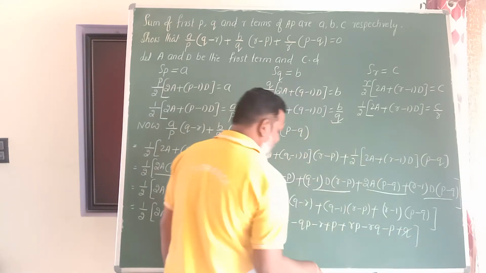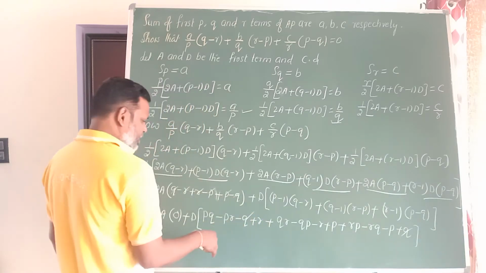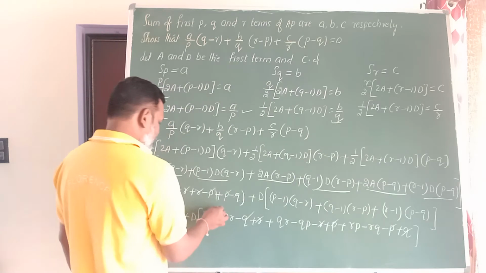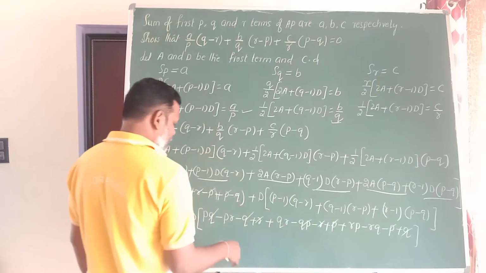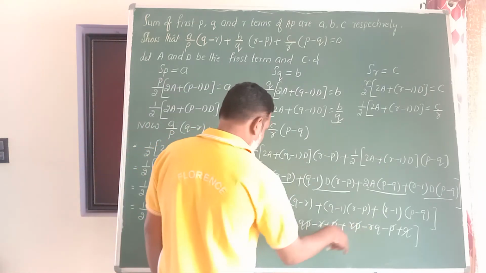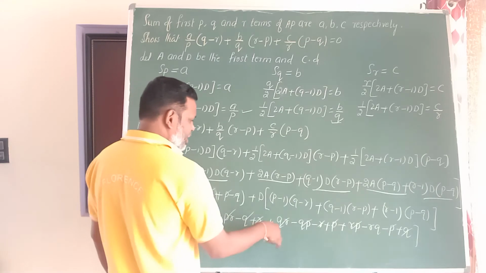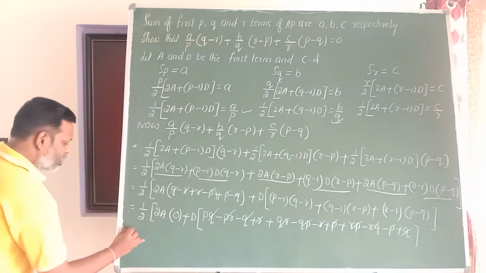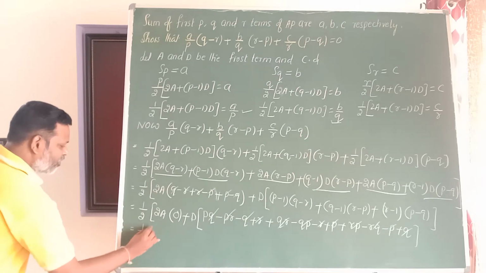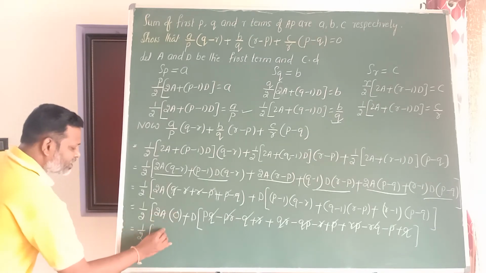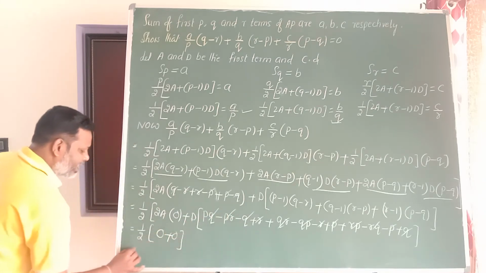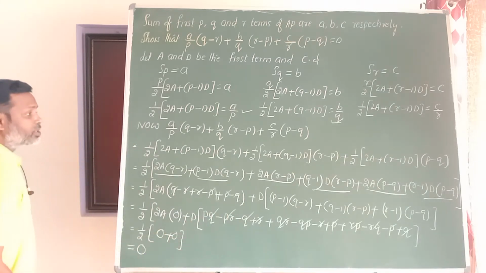By simplifying this: plus q minus q, plus r minus r, plus p minus p. Okay, plus pq minus pq, minus pr plus pr, plus qr minus qr. All this gets cancelled. What happens here, dear student? Half into 2a into 0 is 0, plus d into the entire thing is 0, that becomes 0. Ultimately the answer will be equal to 0.